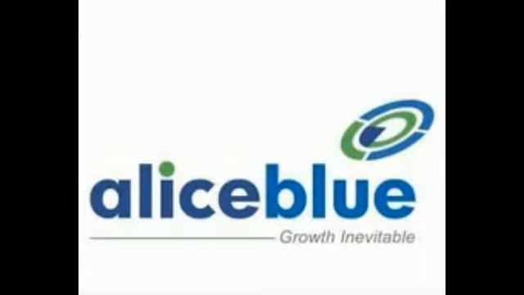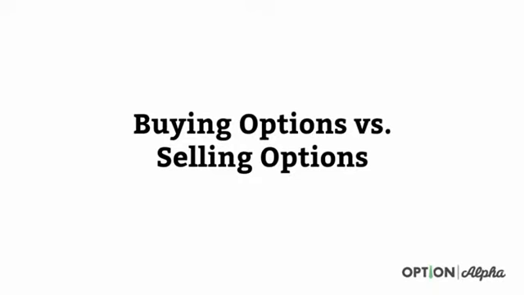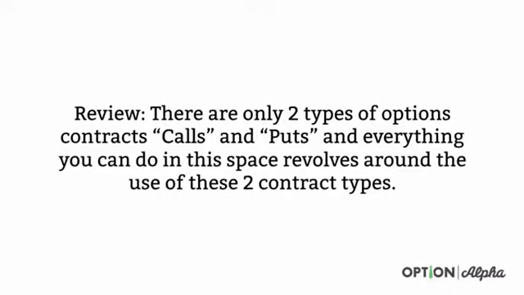Hey everyone, it's Kirk here again at OptionAlpha.com, and in this video we're going to go through the differences between buying options and selling options. Now, as a quick review, there are only two types of options contracts out there, calls and puts, and everything you can do in this space revolves around these two types of contracts.